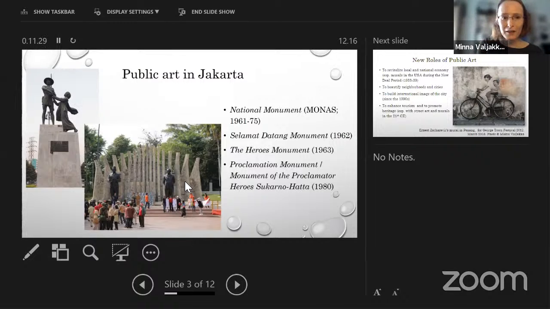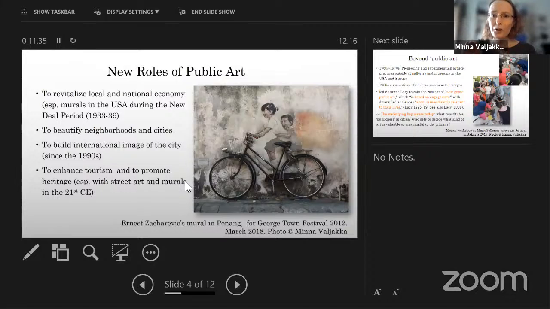So just briefly to touch upon the international art history. There are a lot of new roles of public art coming up, especially in the 20th century.